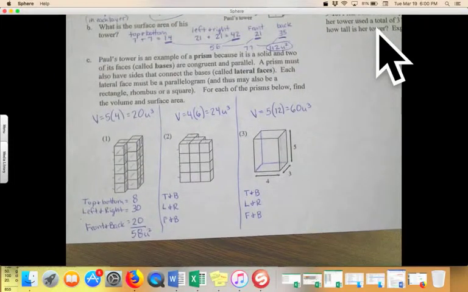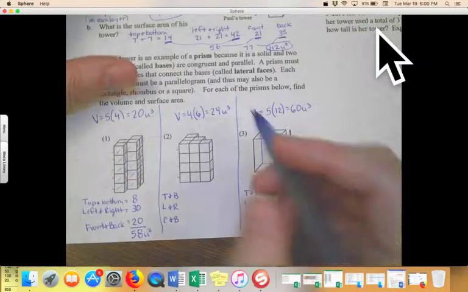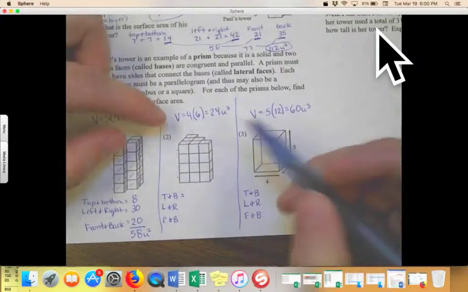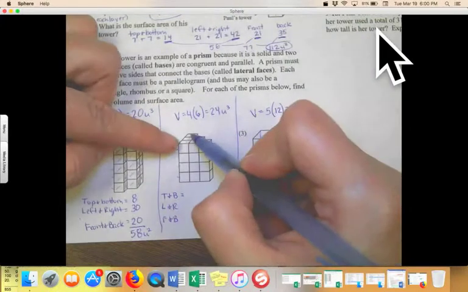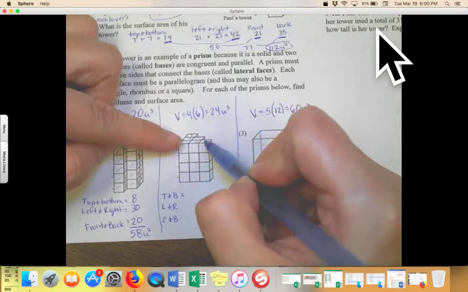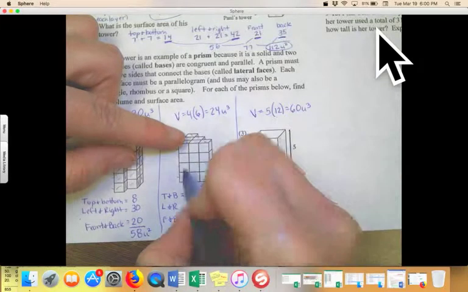Same situation on our second one. And if you haven't yet, this again is a good place to pause the video and see if you can do the surface area for these other two figures. See if you've got it. Okay, so our top and bottom for the second one. For the top, we have 1, 2, 3, 4, 5, 6, and then we have 6 again on the bottom, gives us 12.